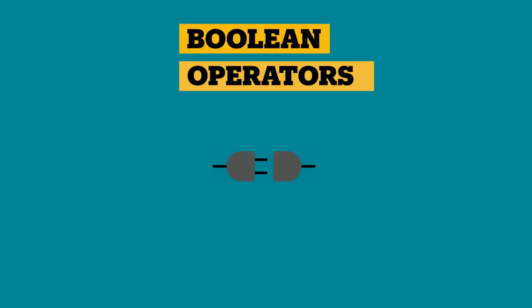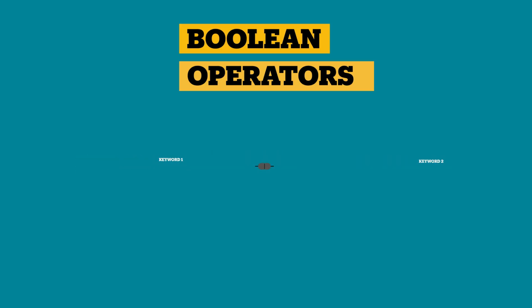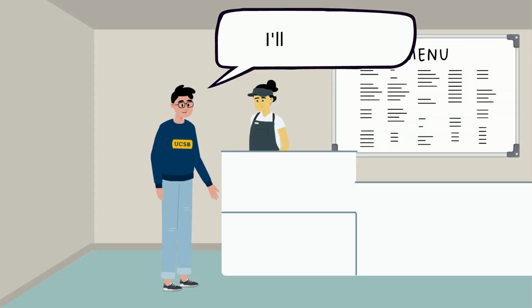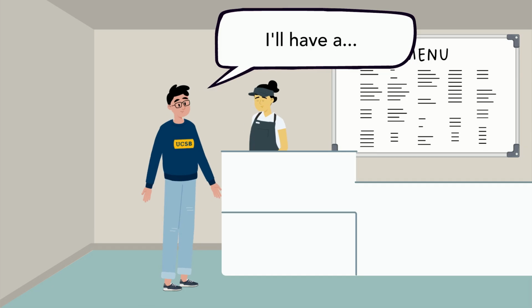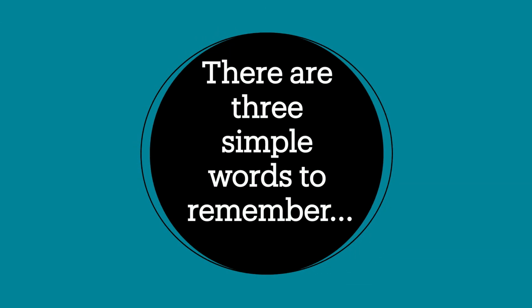These are connectors that, when combined with keywords, provide instructions to a database that optimize your search results. Think of it like placing your order for information, so you get exactly what you want. There are 3 simple words to remember: and, or, and not.